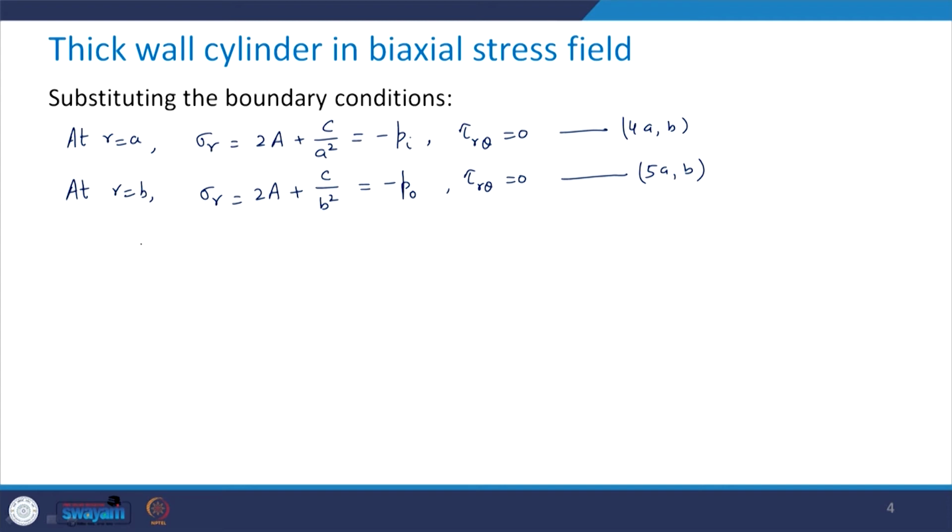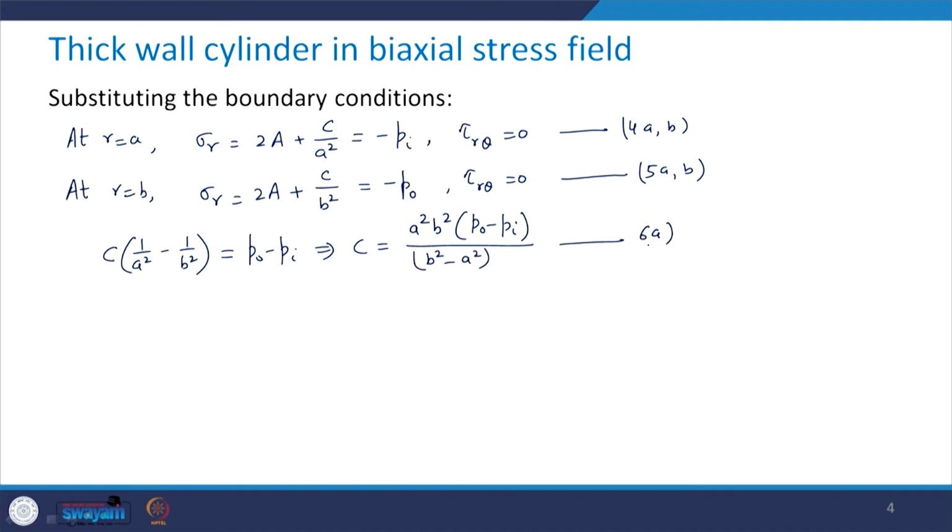So that's what c into 1 upon a square minus 1 upon b square, we can write it as p naught minus pi. Just substitute these two equations, and from here you will get c as a square b square (p naught minus pi) divided by b square minus a square. That's 6a.